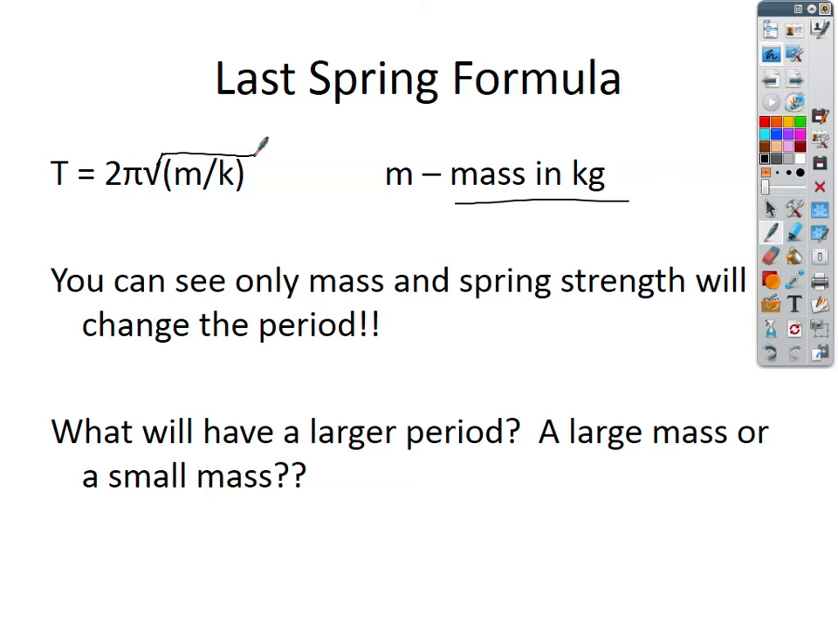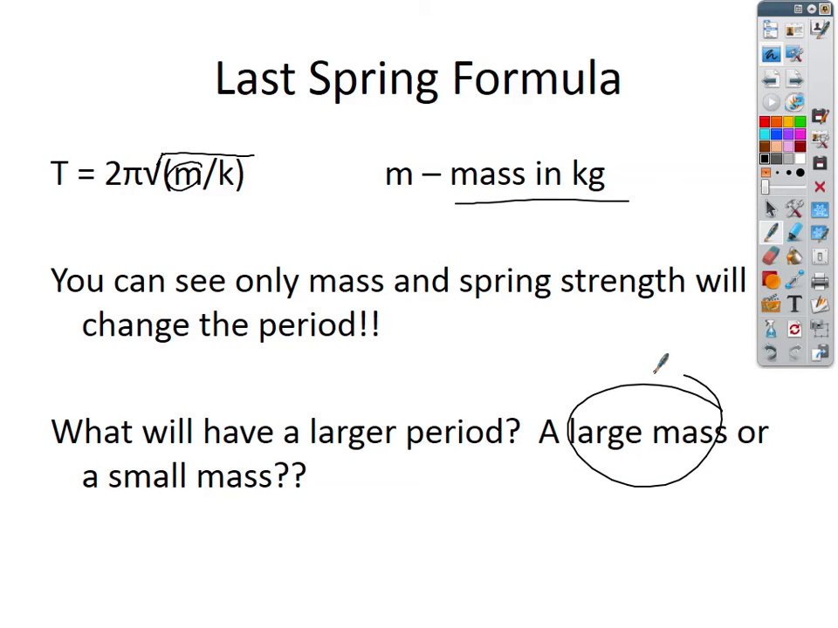It shows you that if I increase my mass, I'm going to increase this quantity right here. That should increase the period, meaning a larger mass will have a larger period. It will take longer. Why? There's more to push. It goes back to Newton's second law: the larger the object, the less acceleration it will have. So it won't accelerate back and forth as quickly.